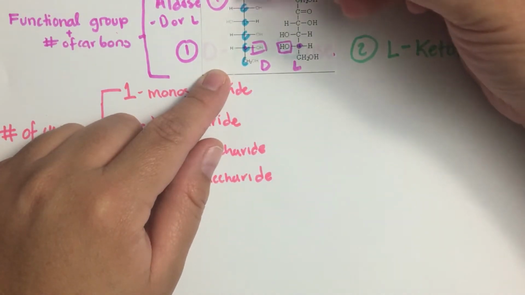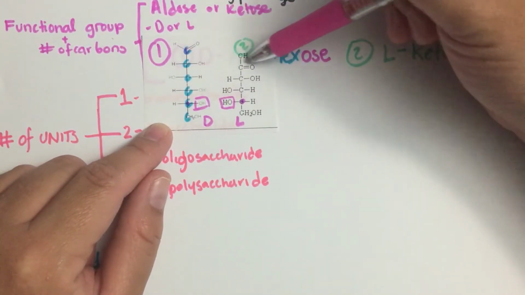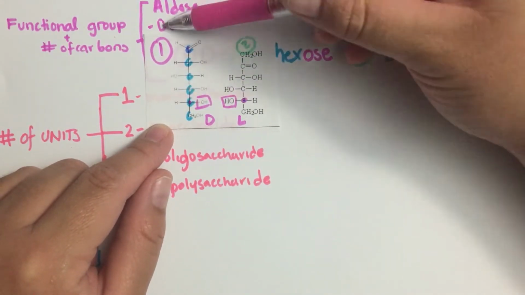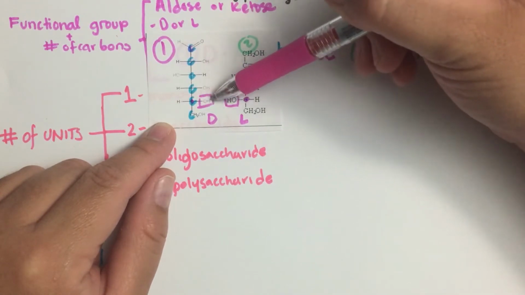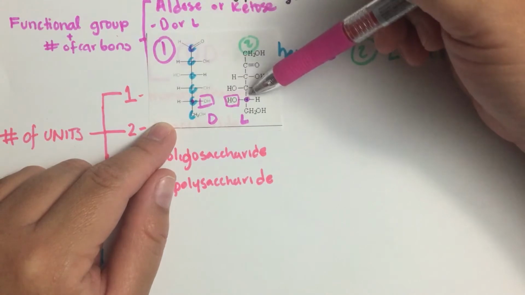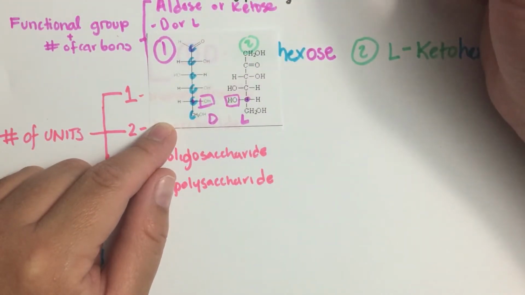What can change is that if you have an aldehyde, it's going to be an aldose. If you have a ketone, it's going to be a ketose. Then it would also be classified as D or L. D, if you have the penultimate hydroxy to the right, and L, if you have it to the left. So D and L.